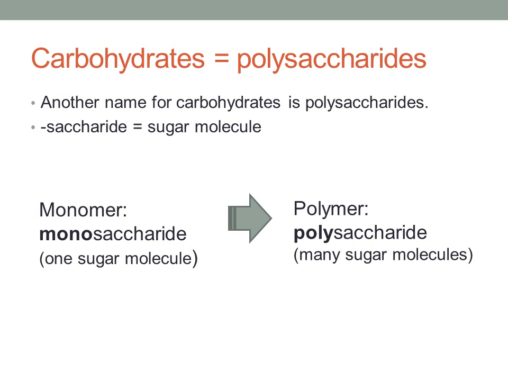If you think about it like that, the monomer is always going to be something that's singular, only one. Mono meaning one. So the name that we have for the monomer for carbohydrates would be monosaccharide, meaning one sugar molecule. The polymer would just be poly in front of saccharide, which means many sugar molecules. So the monomer is monosaccharide and the polymer would be polysaccharide.